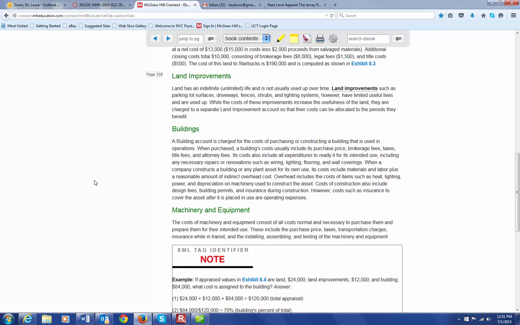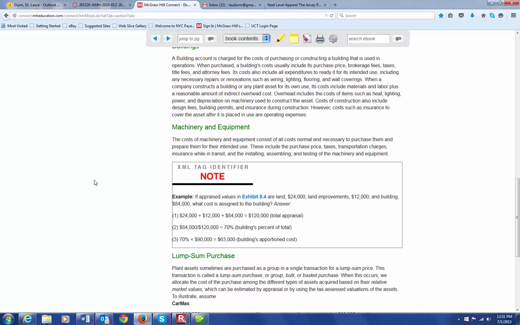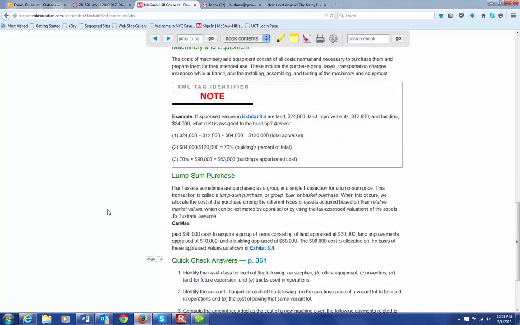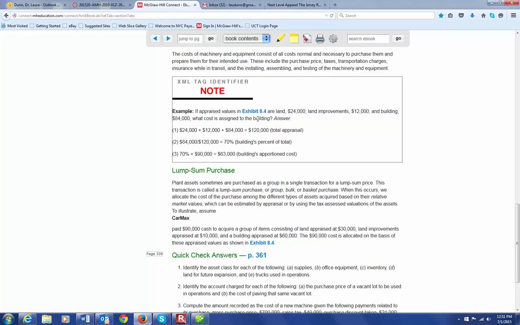Machinery and equipment, same thing. All costs normal and necessary to purchase and prepare them for intended use. These are some of the things that might be involved in what the cost of the machinery and equipment would be. So it gives you a couple examples here, and the answer should be in your book as well.